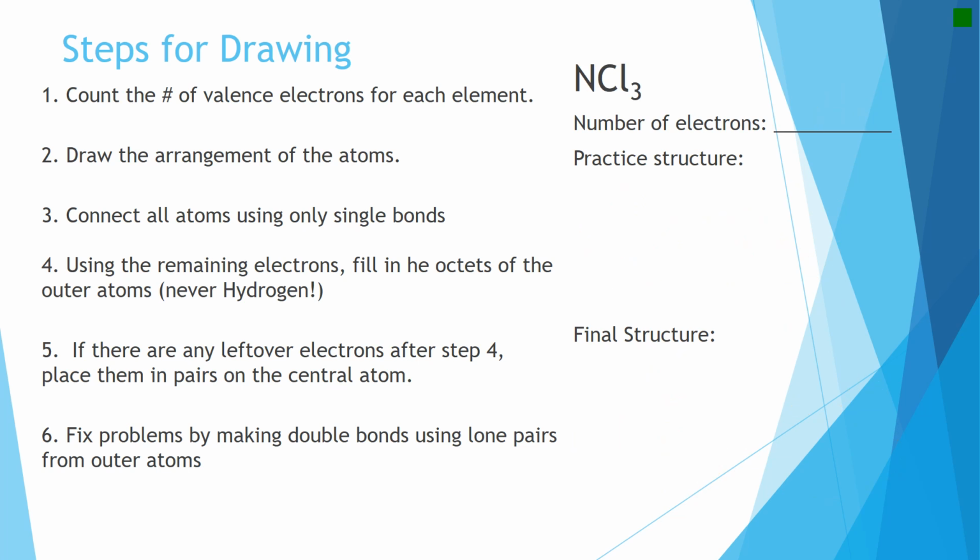Now let's try NCl3. So counting, N has 5 valence electrons, Cl has 7, but we have 3 of them, so it's a total of 21. So 21 plus 5 is 26, so I can use 13 lines.